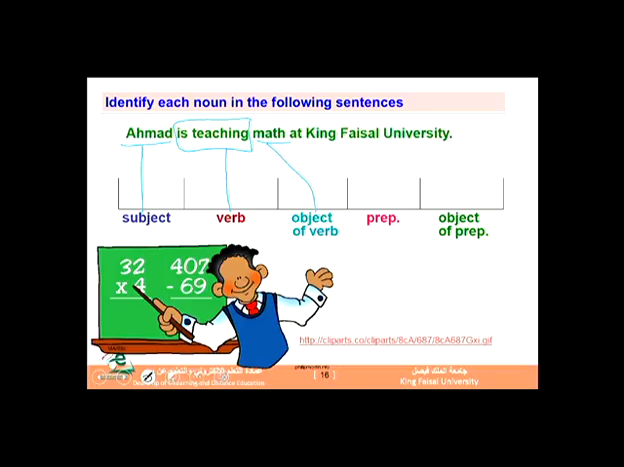Where? At. This is the preposition. And this is the object of the preposition. King Faisal University is the object of the preposition at. So Ahmed is teaching math at King Faisal University: subject, verb, object of a verb, then we have preposition, then object of a preposition.